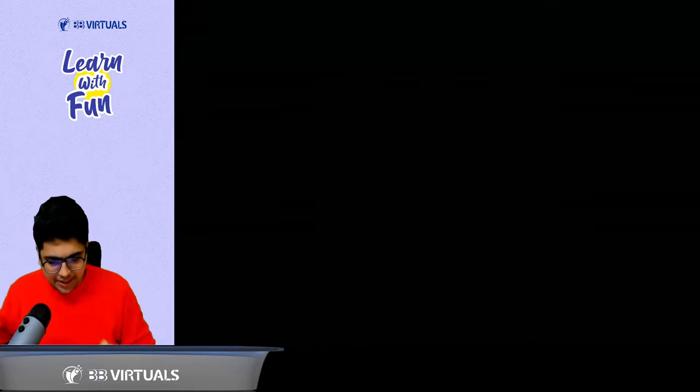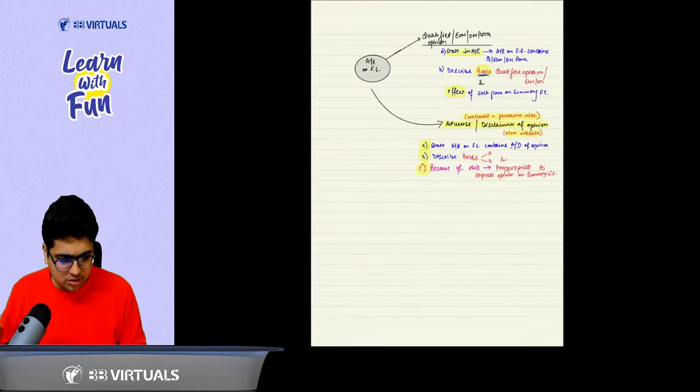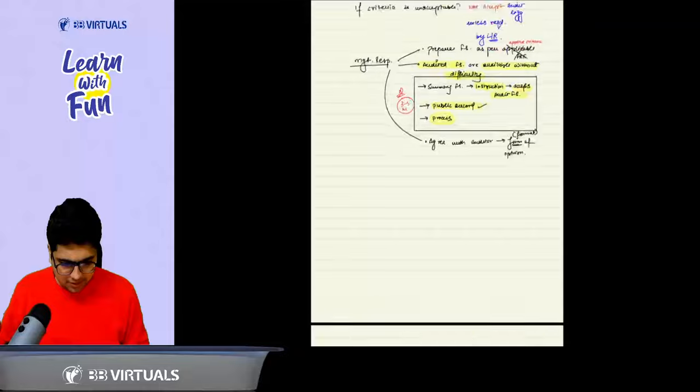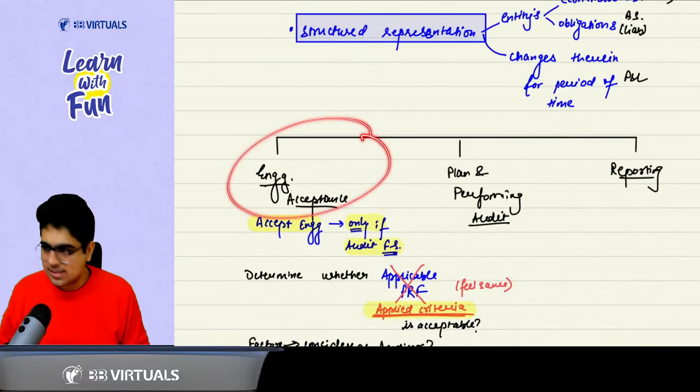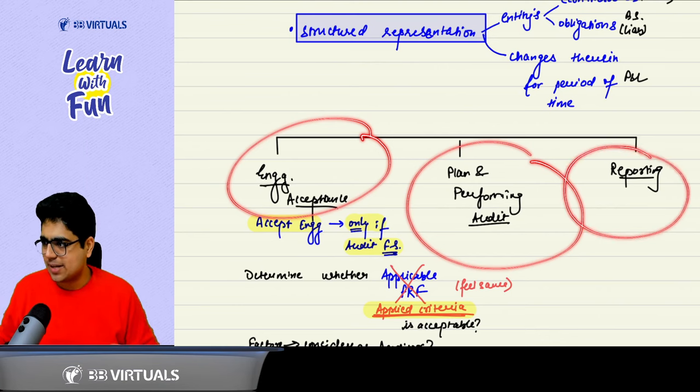Now, like every time, here also we divided the essay into three parts. What were the three parts? The first part is related to your engagement acceptance, then planning and performing the audit, and then the reporting part.